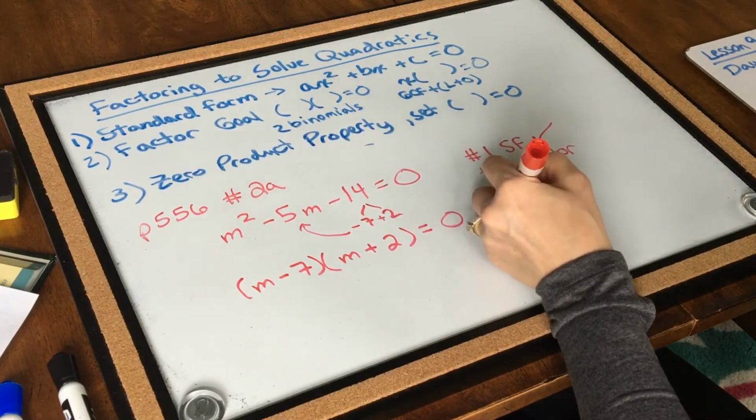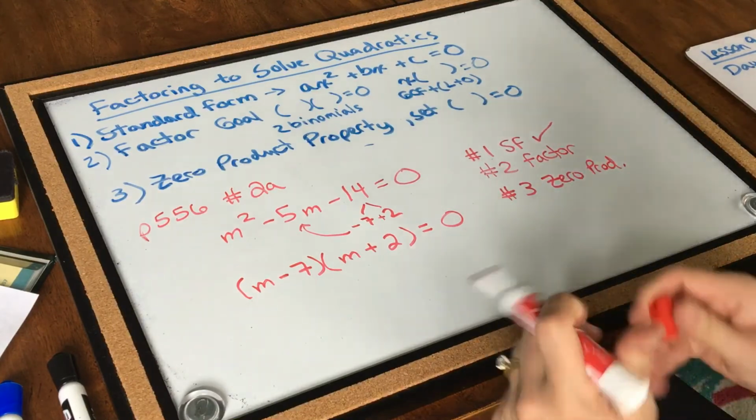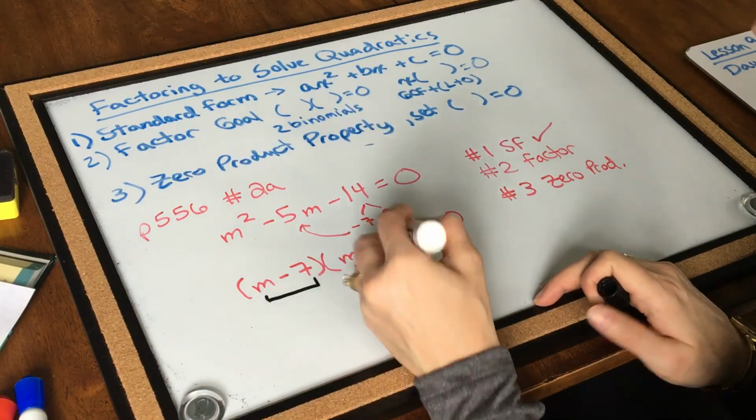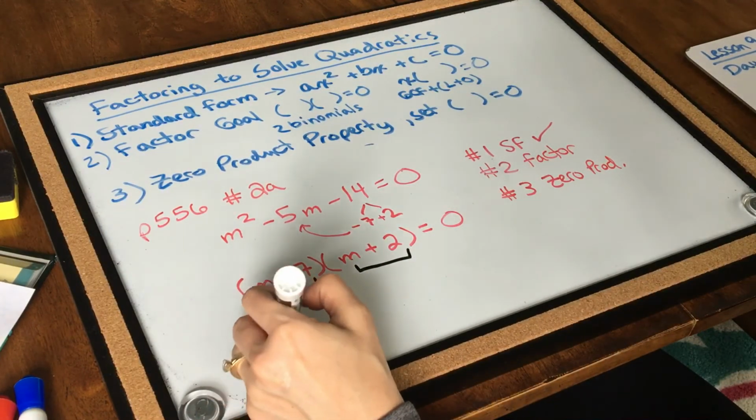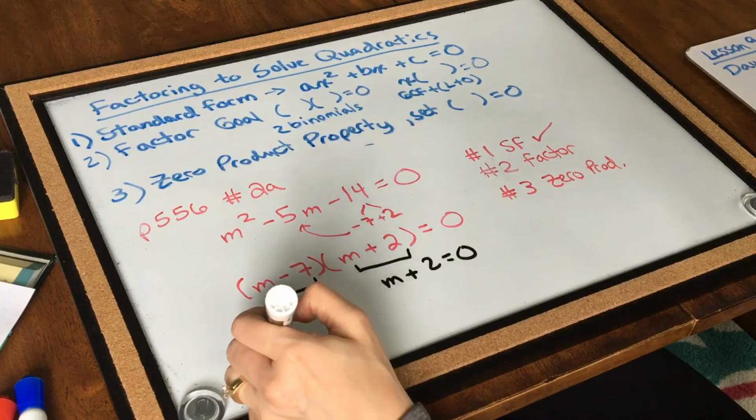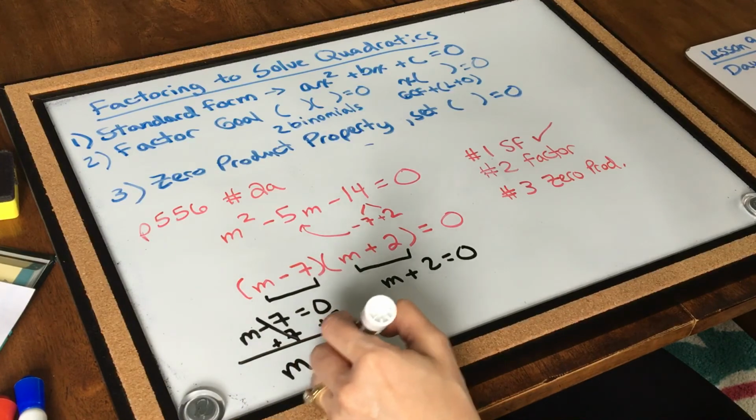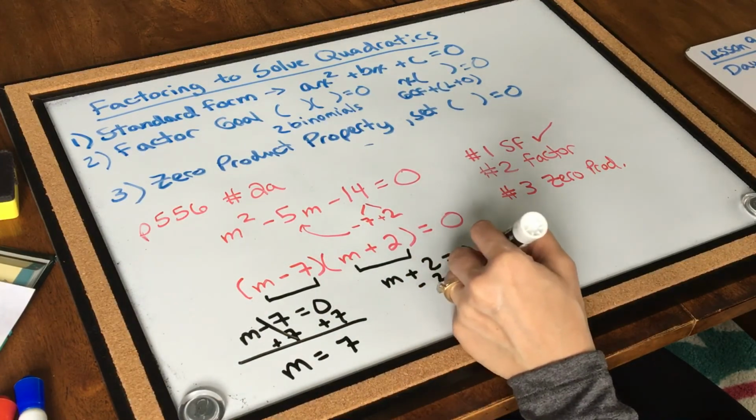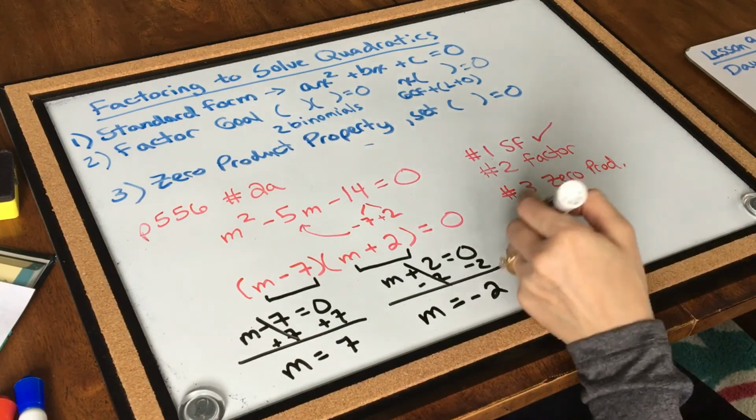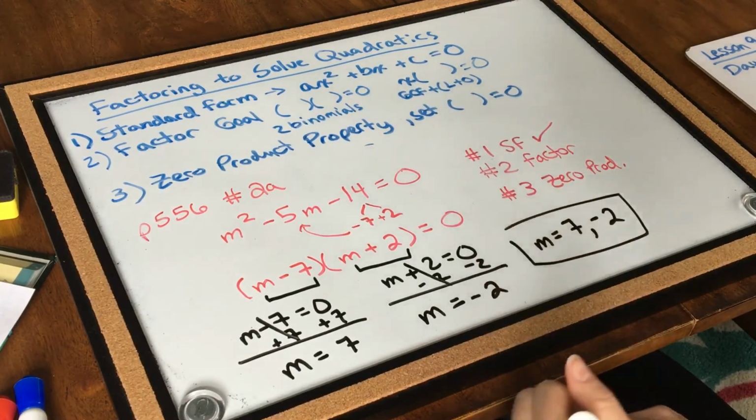Next up, I'm going to do the zero product property. We'll just abbreviate that. And I'm going to set both of these equal to 0. So I have m minus 7 equals 0, and on the other side, m plus 2 equals 0. If I solve these equations and add 7 to both sides, I get m equals positive 7. And over here, if I subtract 2 from both sides to solve the equation, I get m equals negative 2. So my solutions would be m equals 7 or m equals negative 2.